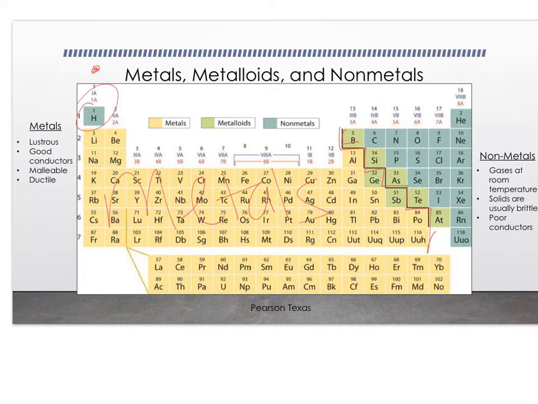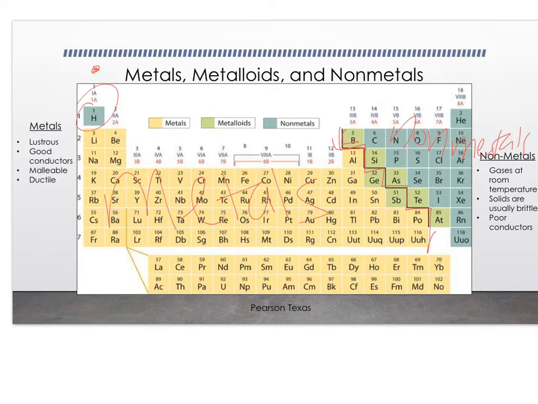And if you are touching this belt here, you are considered a metalloid. Then everything to the right of that metalloid belt are your nonmetals. All three groups have different types of characteristics, such as metals are very lustrous or shiny. They are good conductors of electricity, heat, or energy. They're malleable and they are ductile. Malleable means you can mold them, and ductile means you can run them through a wire.